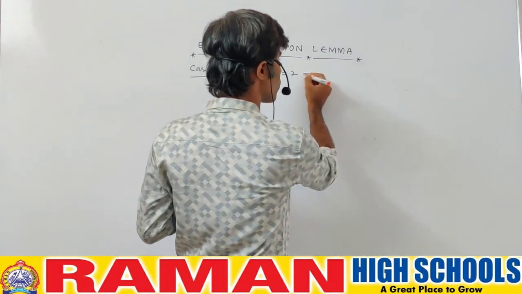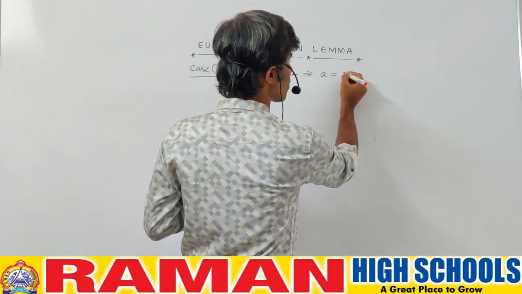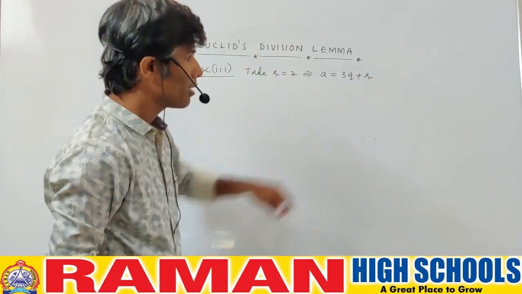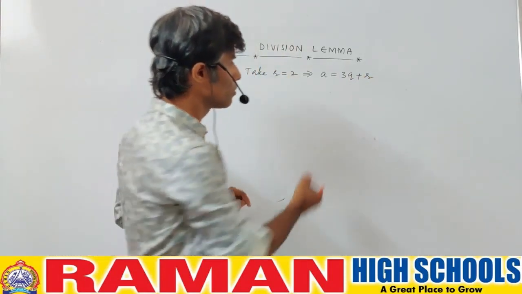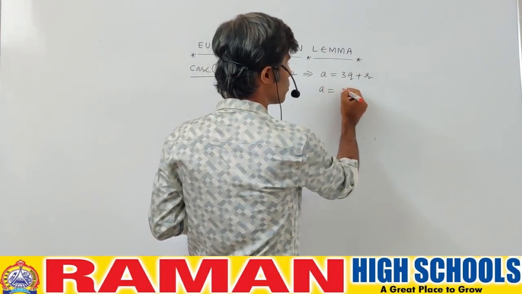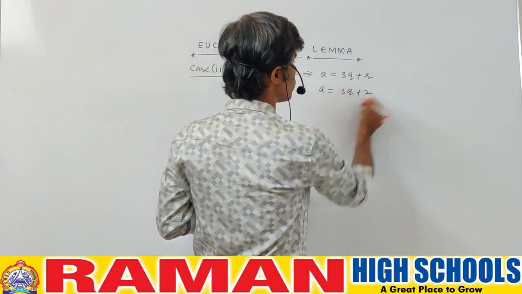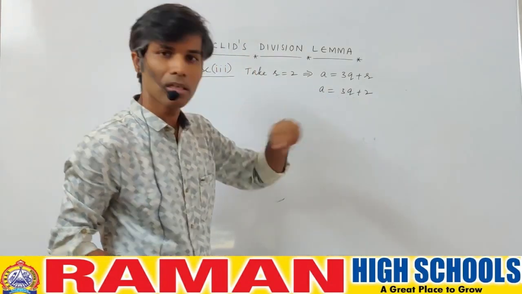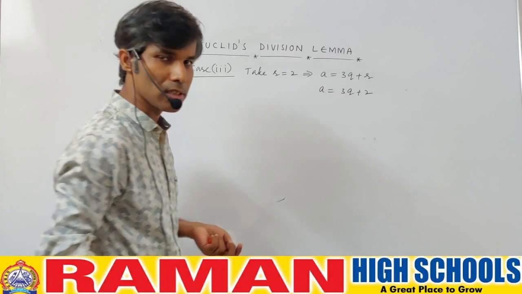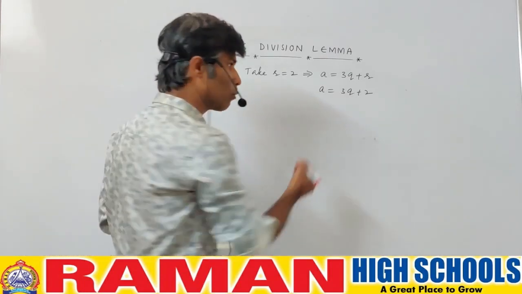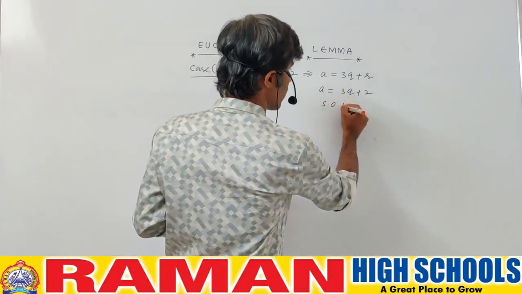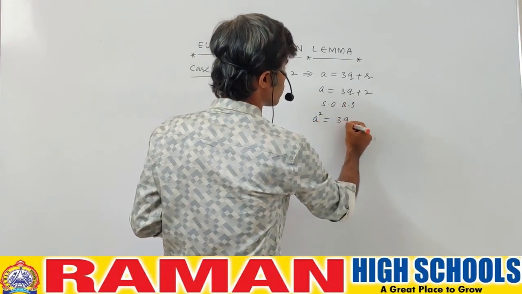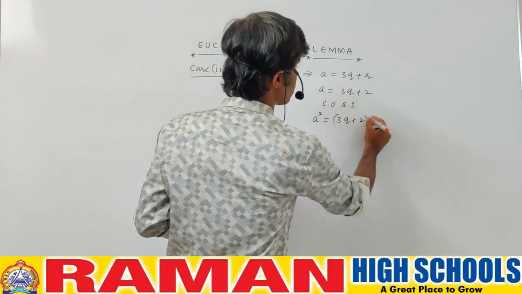This r equals to 2 you will take in a equals to 3q plus r. In this we are going to substitute r equals to 2. Then that is a equals to 3q plus 2. Here we have a positive integer as 3q plus 2, but we need the square of a positive integer. That's what we will take again, squaring on both sides. A square equals to (3q plus 2) whole square.